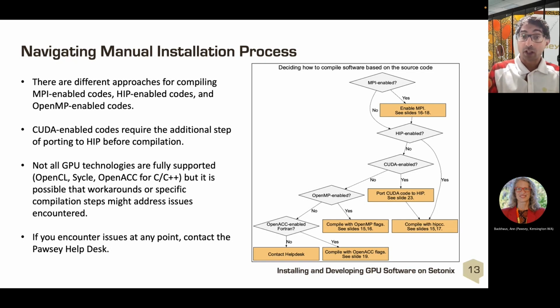OpenACC enabled Fortran codes: if you have an OpenACC enabled Fortran code, then it's a matter of compiling with the appropriate flags. And if you do have an OpenACC code, but it's not Fortran, it will require some thought and maybe a transition process. So please contact the help desk. If you have any problems in this process, please contact the help desk. We are very eager to help transition to the new AMD GPUs.